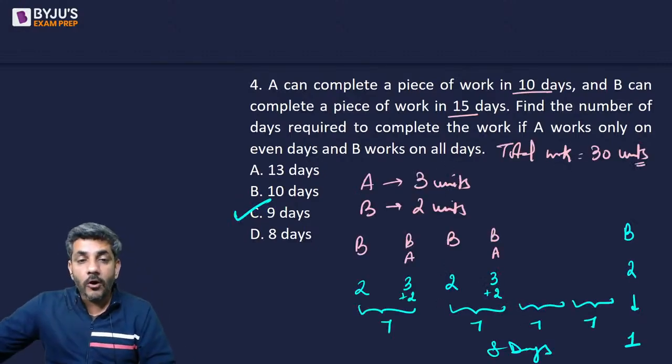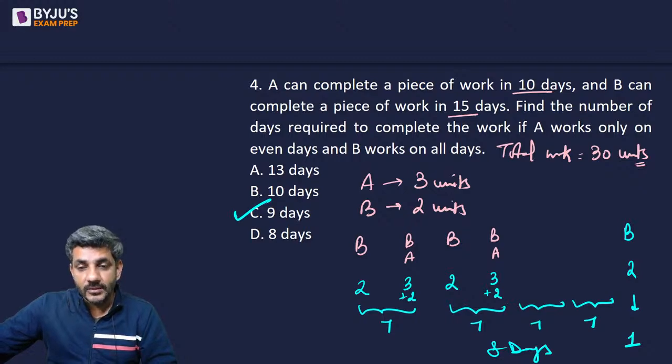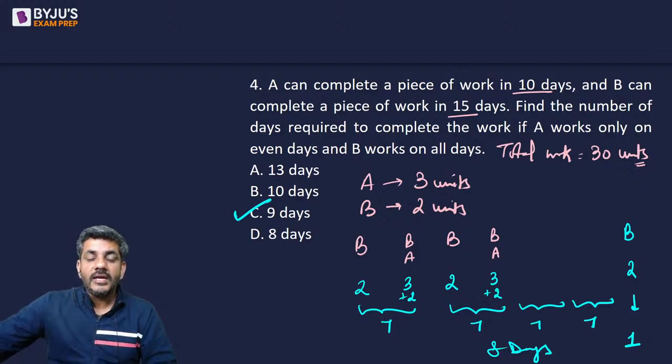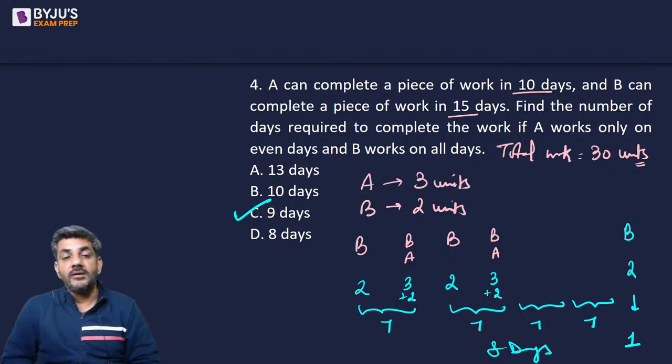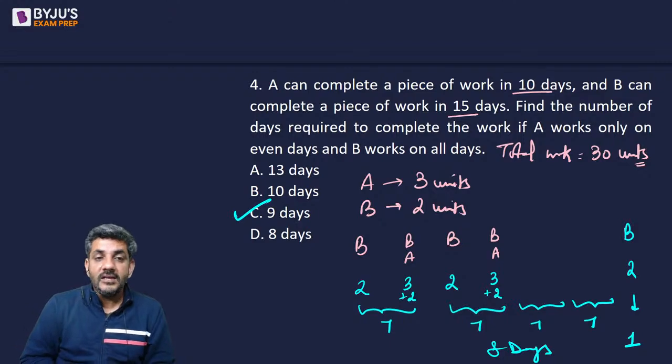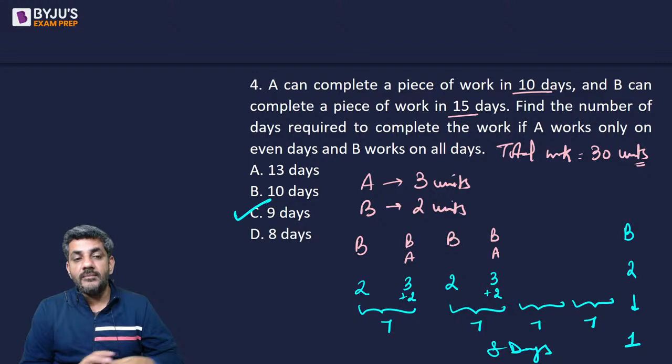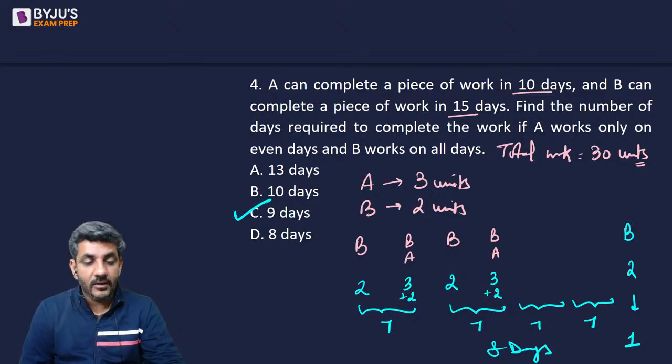So yes, option C is the right answer for this question. The work can be completed in a total of 9 days. That is the right answer for question number 4. I hope it is clearly understood to all of you. For question number 4, I can say the work can be completed in 9 days. Okay. I'll move ahead from here after question number 4.